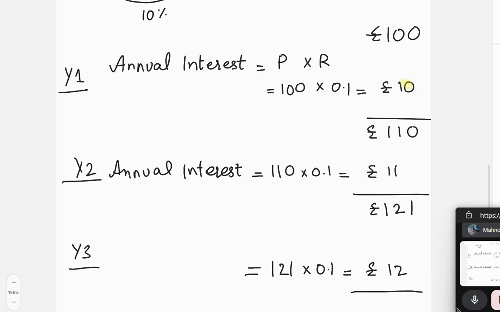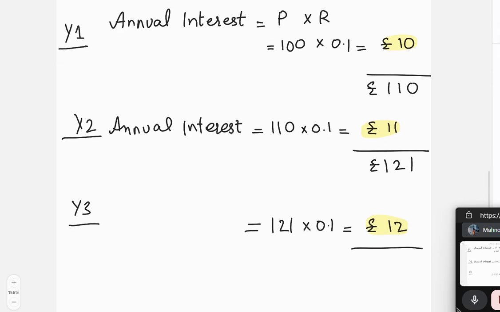So what was the interest? In year 1, the interest is 10. At the end of the second year, the interest is 11. At the end of year 3, the interest is 12. So each year, you're getting a different interest. Now, at the end of the third year, how much money do you have altogether in your bank? You had 121 at the end of year 2, and you're getting 12 more. So altogether, it makes 133. So basically, this is what your amount is.